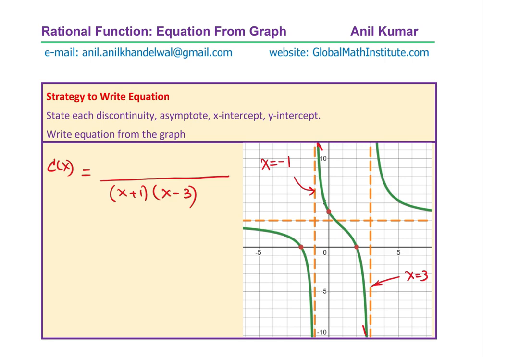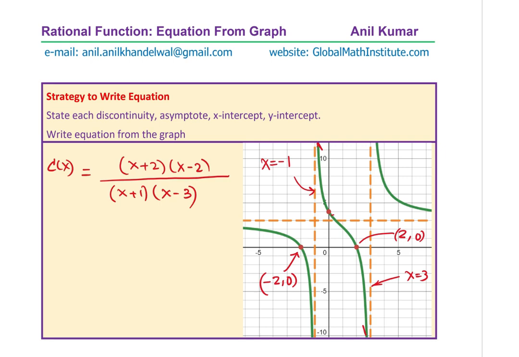Now, let us look into the x-intercepts. So this x-intercept is at minus 2, right? And the other one is at 2. So these are the two x-intercepts. So they come in the numerator, x plus 2 times x minus 2.